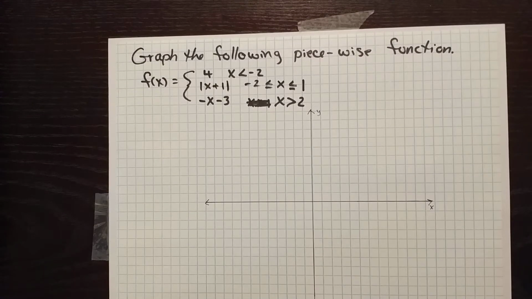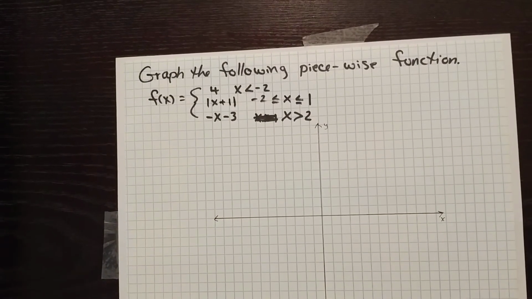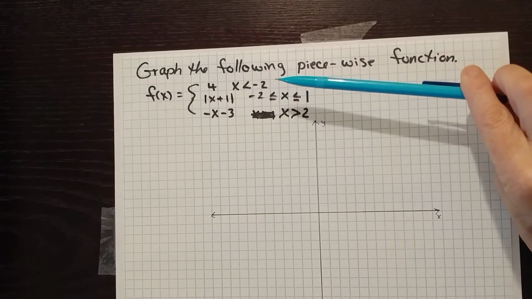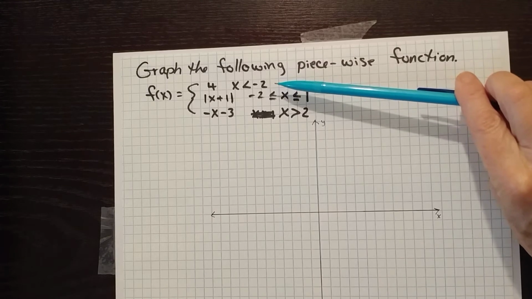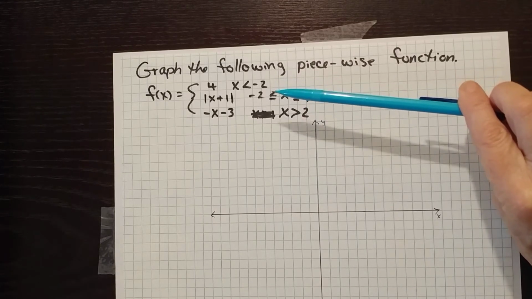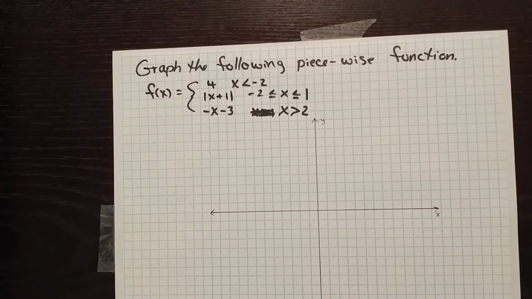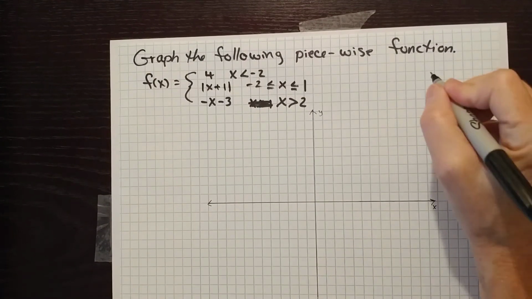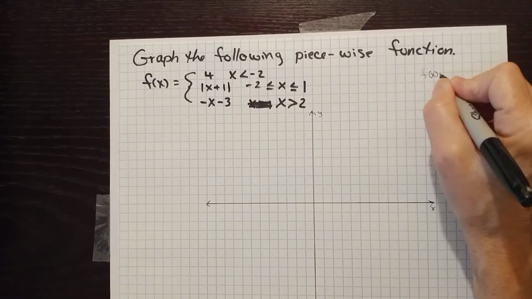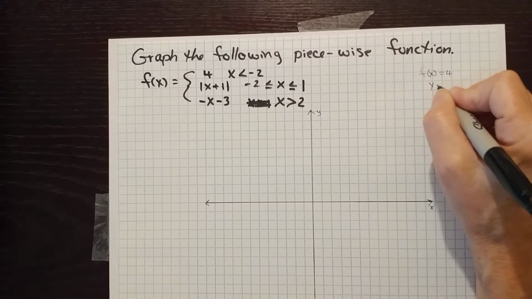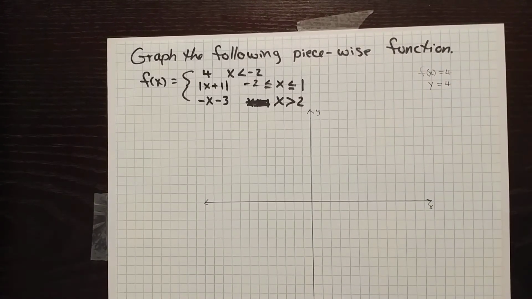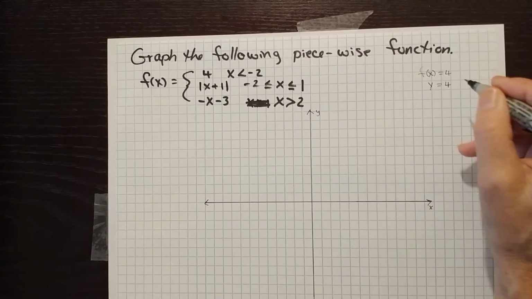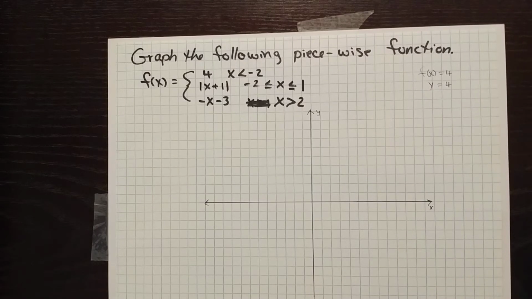This video shows how to graph a piecewise function. And so this particular function comes in three separate pieces. For values of x that are less than -2, it's equal to 4. So we have f of x is equal to 4. And if you think about that, f of x equals 4 is the same thing as y equals 4. And that's the same thing as a horizontal line. The slope is 0, and that's just a horizontal line for that piece of our piecewise function.